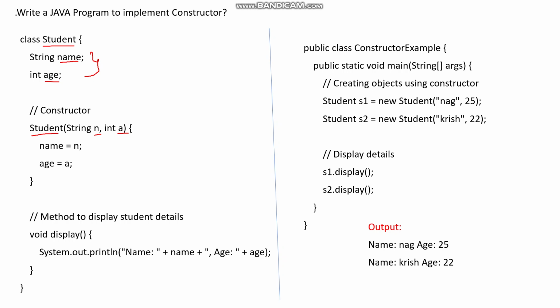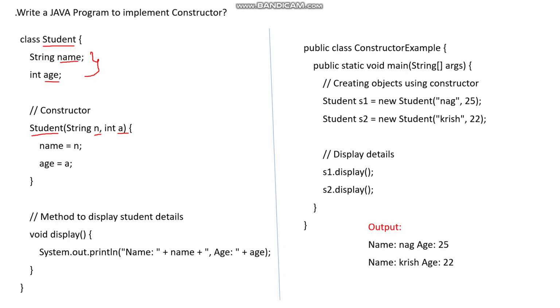A method to display the student details here. Void display. Here I wrote the display method to display the student name as well as age. System.out.println, name plus name, age plus age. Yes, we are displaying the name as well as the age here.